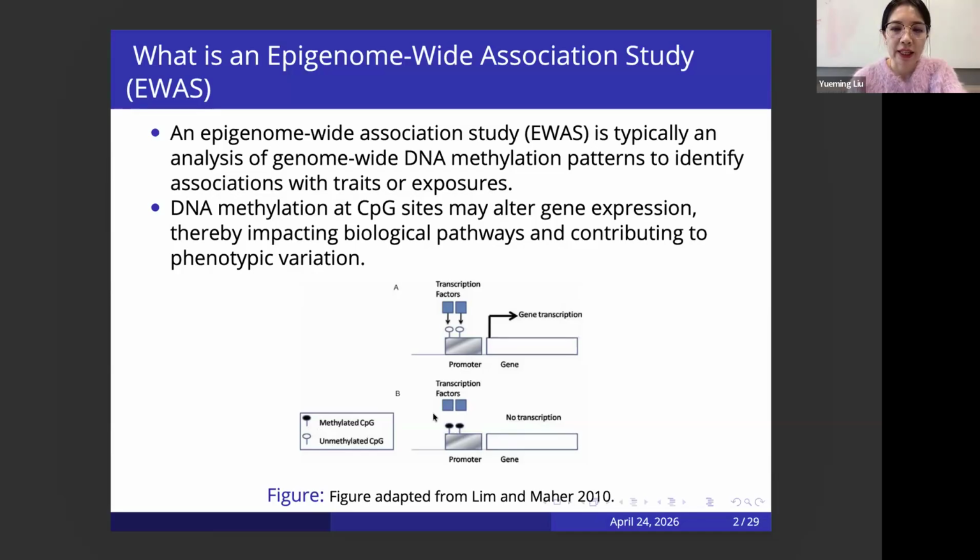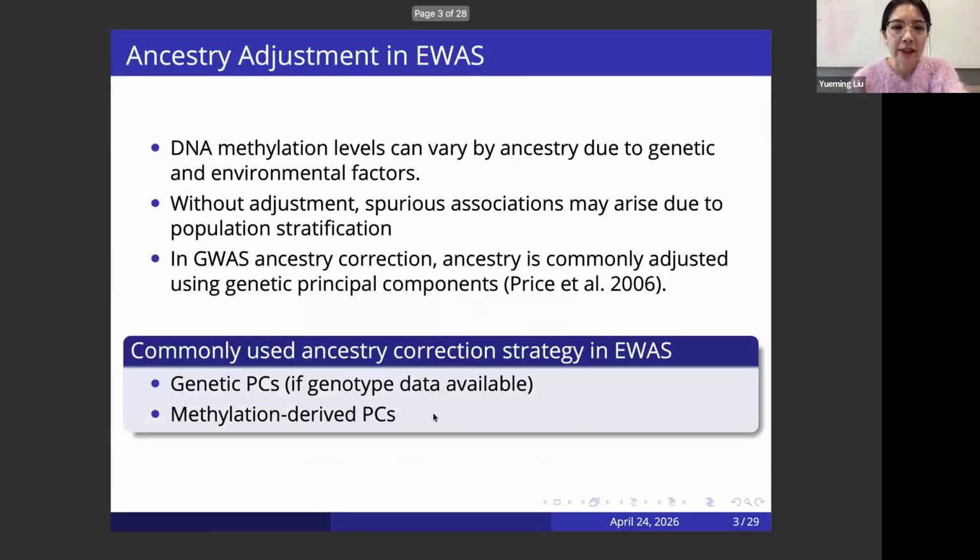DNA methylation at CpG sites may alter gene expression, thereby impacting biological pathways and contributing to phenotypic variation. One main challenge in EWAS is that DNA methylation levels can vary systematically across different ancestry groups. So if we do not adjust for this factor properly, it can lead to inflated genomic inflation factor and spurious associations. There is a similar concept in GWAS.